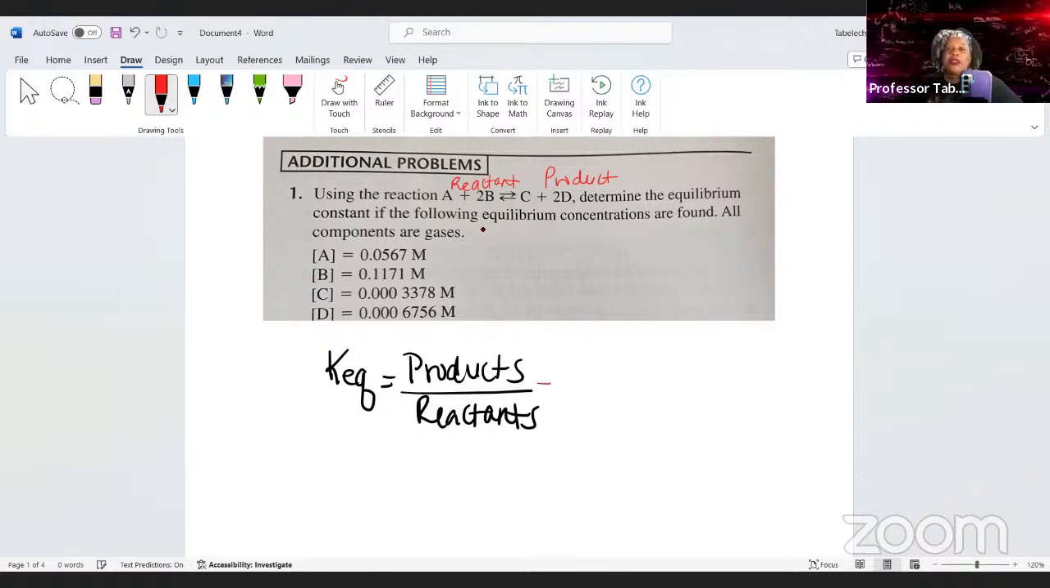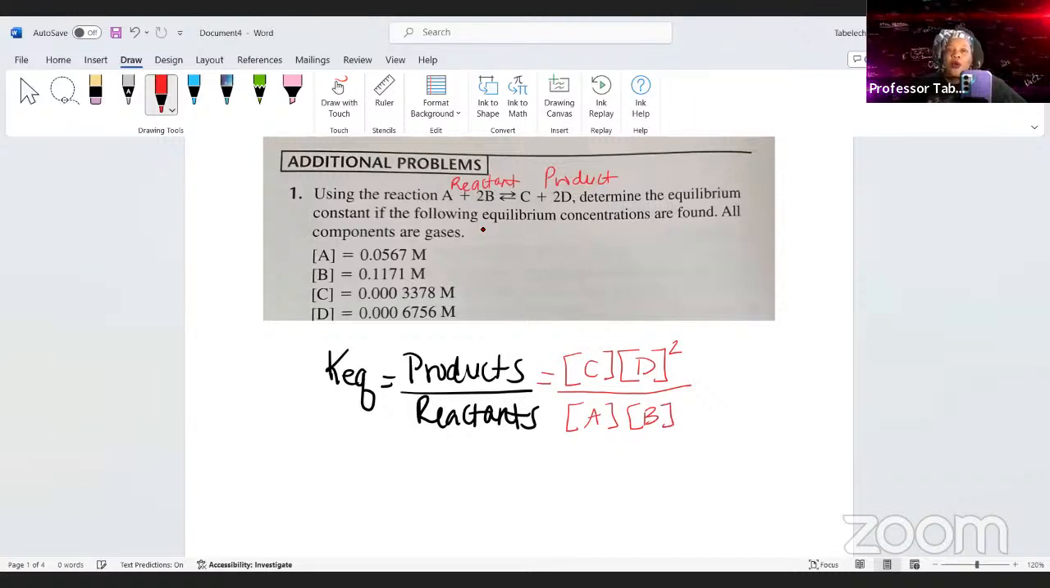So in this particular example, because you're doing products over reactants, you're going to say the concentration of C times the concentration of D raised to that power. There's a 2 right there in front of D. Over the reactants, so you have the concentration of A times the concentration of B raised to the power of 2 also. Now, here's something else you got to keep in mind.